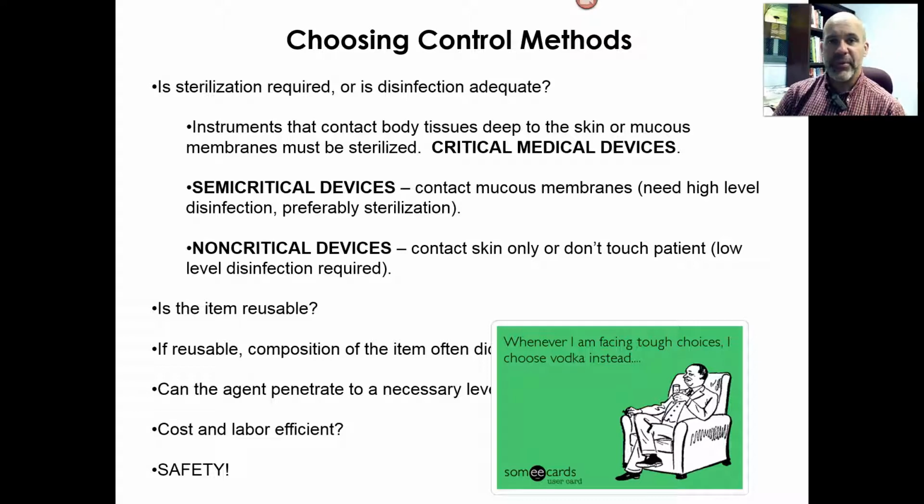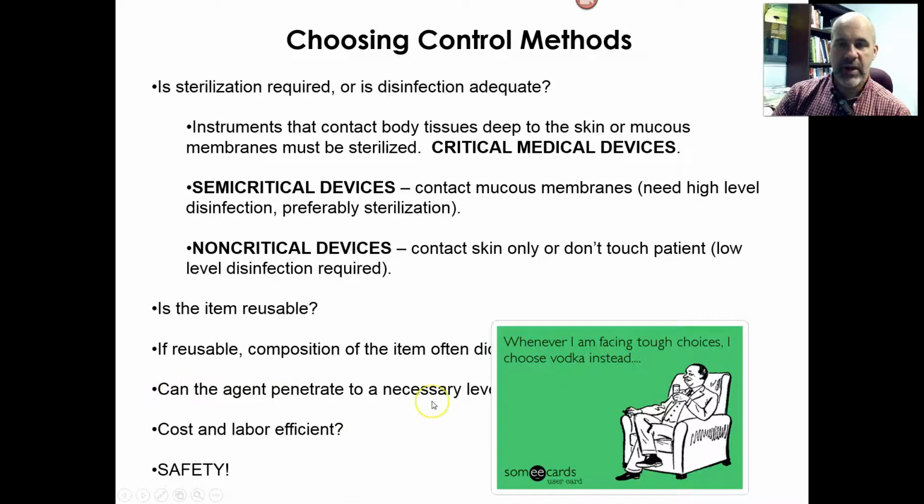Is an item reusable? That's important. A lot of things that are used in medical settings are not reusable. They're disposable. But if they are reusable, you've got to know critical, semi-critical, or non-critical to know how to handle those things. Looks like my little figure here is covering up some of the text, and I just noticed that, is the item reusable? What is its composition? So some things can't be treated with every possible chemical, or we're going to see heat can be used to control microorganisms. Well, some things can't be heated. So some of that's just kind of common sense.